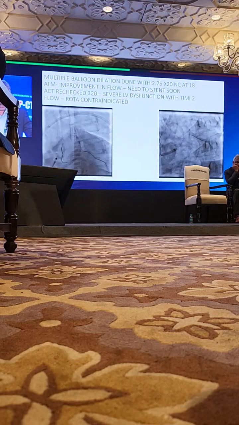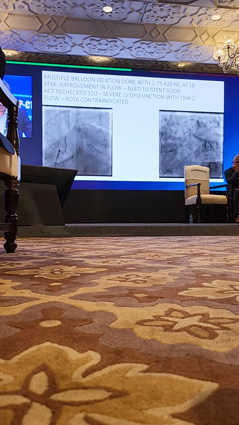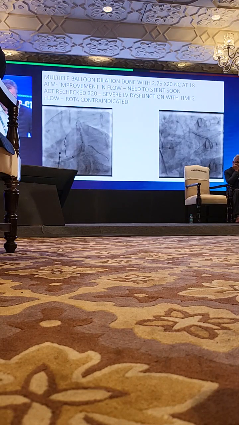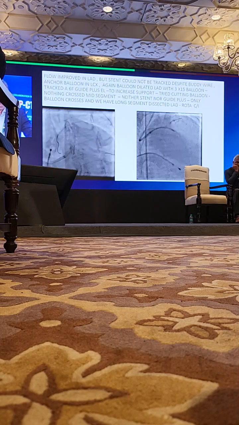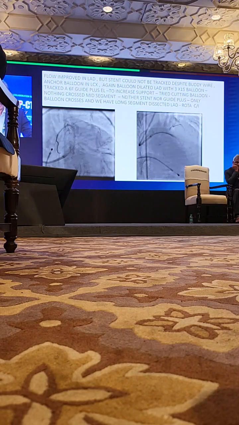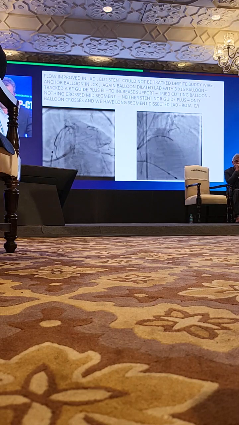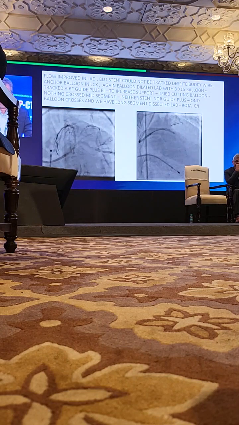By this time, you can see the LV is hardly contracting, and there is no flow. Obviously our plan of rota gets put behind. We improve flow. These are the flows when epinephrine is given; that's the only time when there is flow and some contraction. We need to be very clear that since there were recurrent episodes of VT, we need to track the stent down. But that calcified spicule would not allow the stent to get tracked.